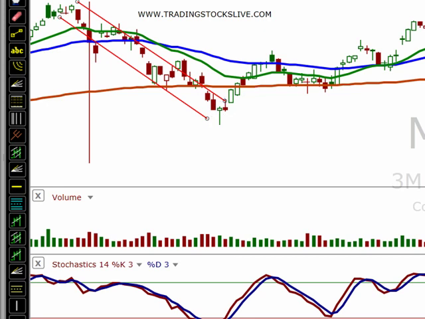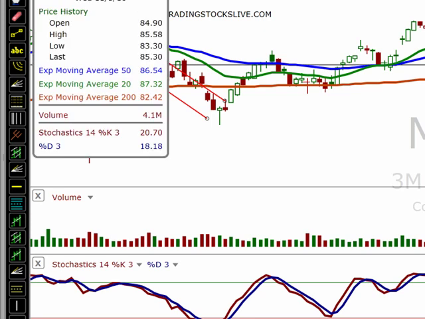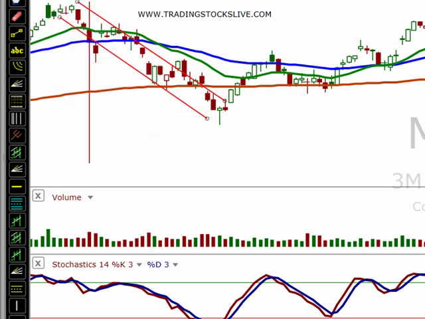We see another similar looking hammer pattern. I probably would have bought this just for a one or two day move, considering where the stochastics were at. You guys know I like trading hammers.